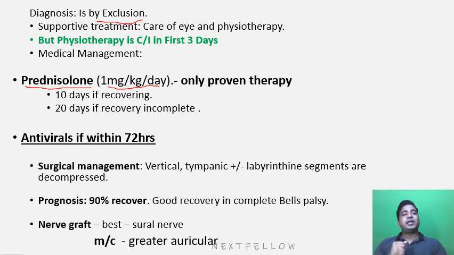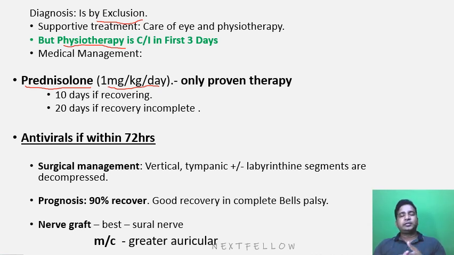If Bell's palsy is diagnosed and the patient has had symptoms for 3 to 4 days, and now on the 4th or 5th day we want to start the treatment, never give antiviral, because it is of no use. So antiviral should be given within 72 hours. And what else? Physiotherapy definitely plays a role, but it should be started after the 3rd day of onset of symptoms. Never start physiotherapy in the first 3 days. It should be started after 3 days of onset of the symptoms. Why am I stressing these points? These points have been asked in the exam multiple times. So this is all about the medical treatment.